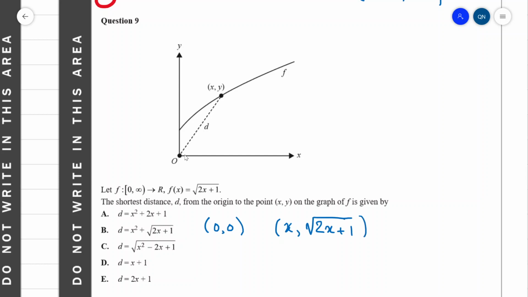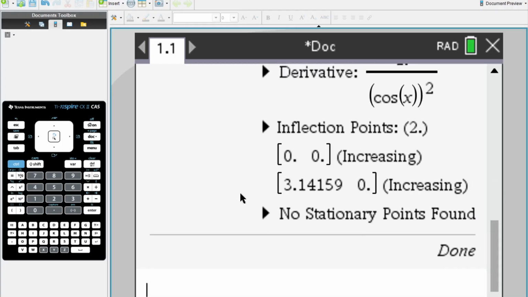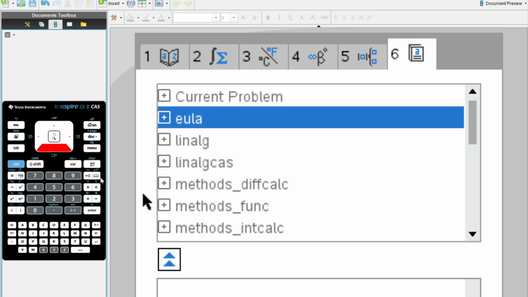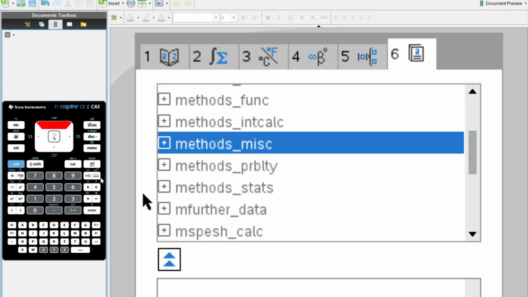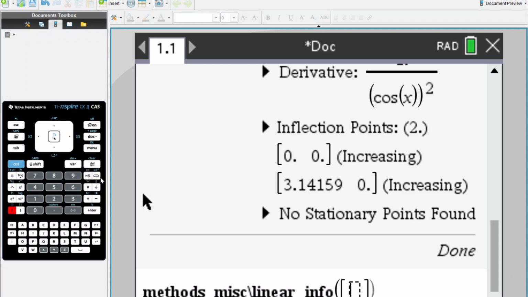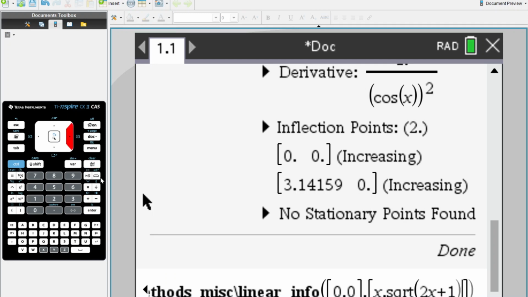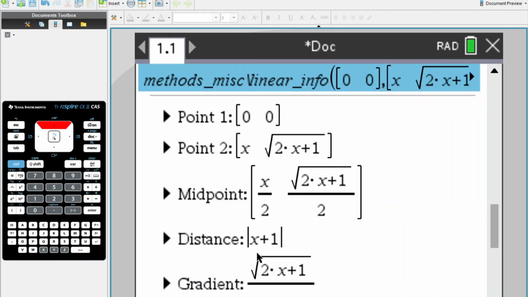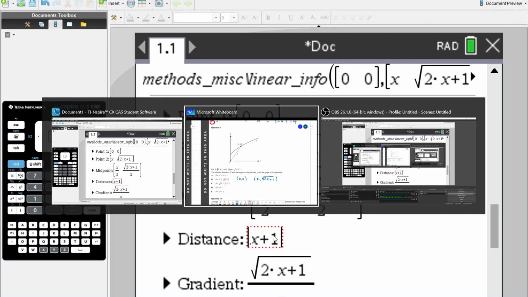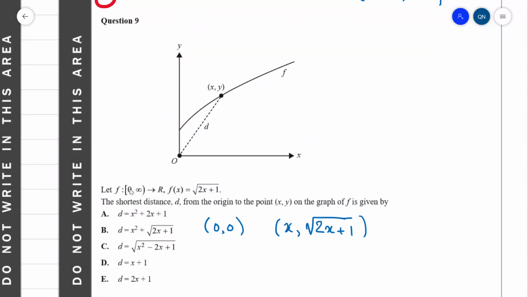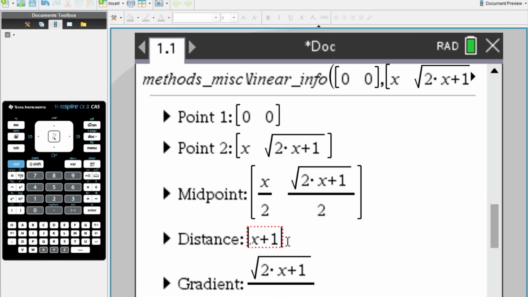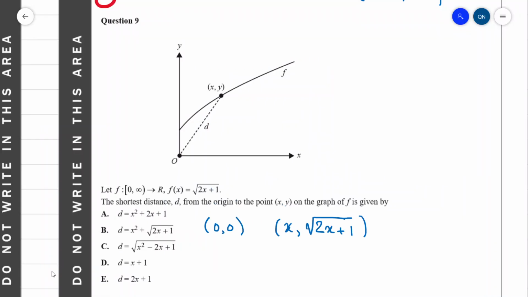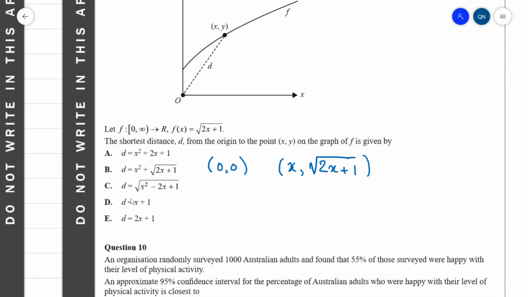So you just use the distance formula for these two points, but if you have the programs, you can just plug this into linear info, and you don't have to worry about pressing square root buttons and all that kind of stuff. So you go to linear info, type in 0, 0, comma, x, comma, the square root of 2x minus 1, which I believe was 2x plus 1 actually. Click enter, and it should give you the distance right over there. It's the absolute value of x plus 1. We don't have to worry about x being negative because our function is defined on the positive numbers, so we don't have to worry about absolute values, which means the answer is precisely x plus 1.